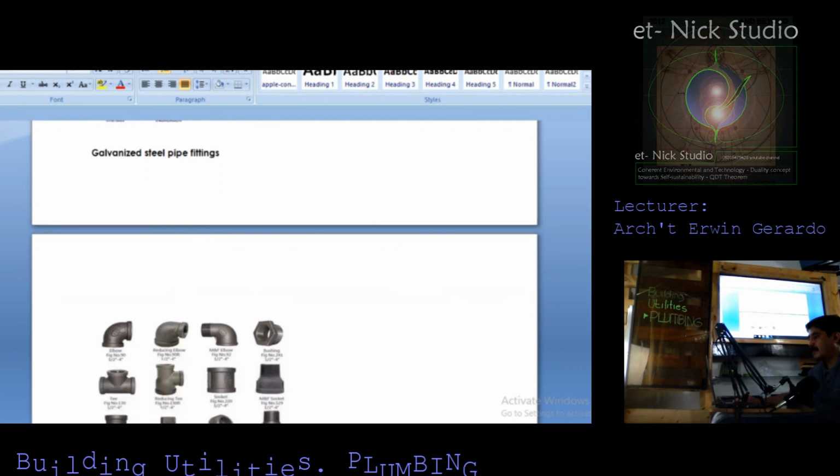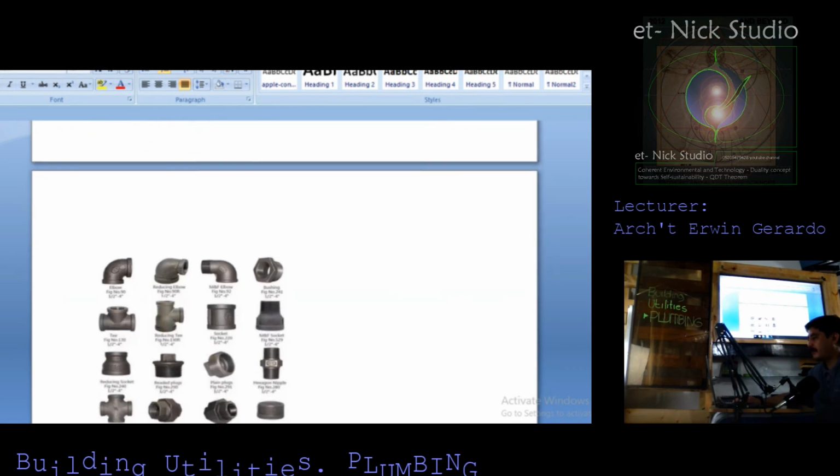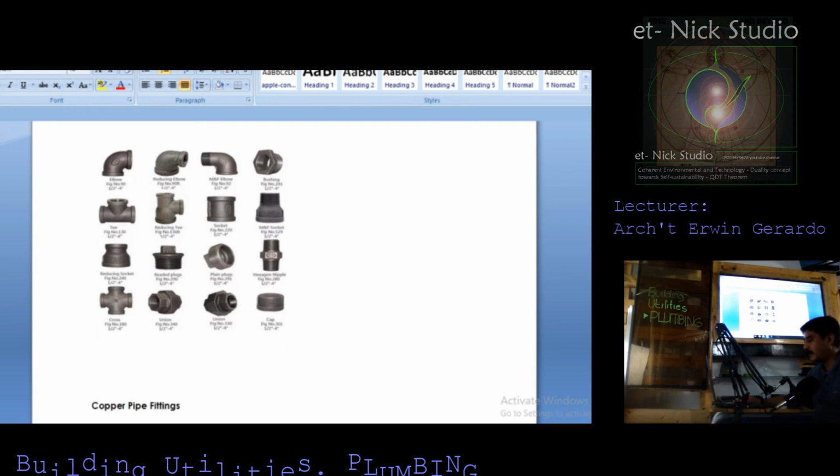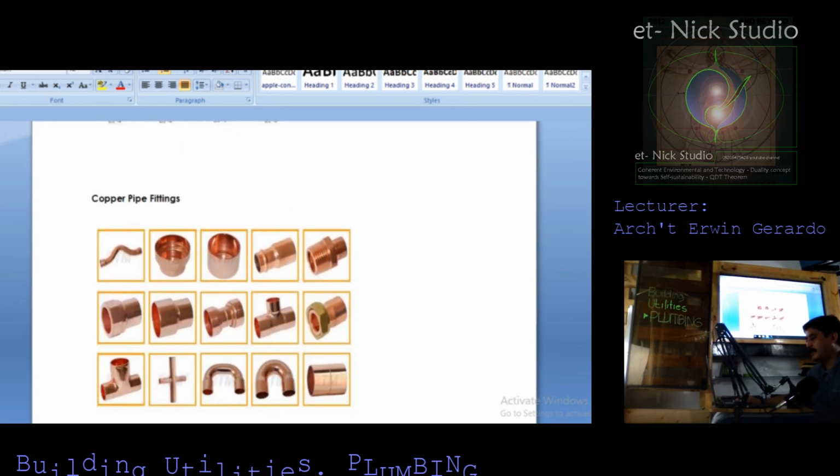We have the galvanized steel pipe fittings. Here we have the bushing, the elbows, T. We have the socket. Here we have a male socket, the union. We can also use this one as a nipple, the cup. So this is also the union once again, and the cross T. The cover pipe fittings.